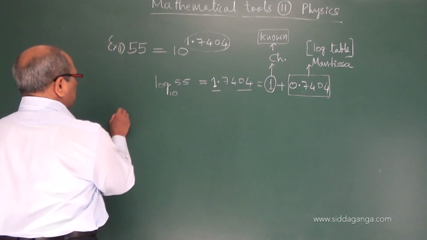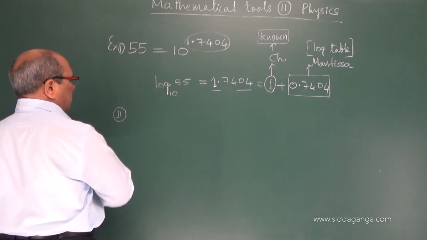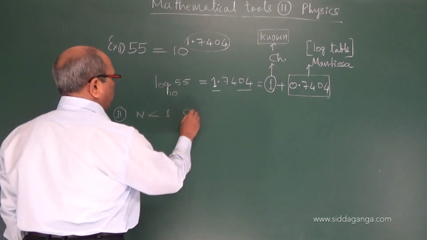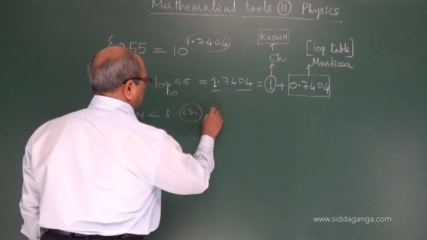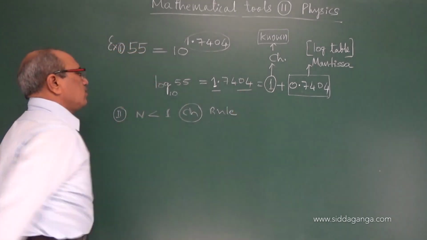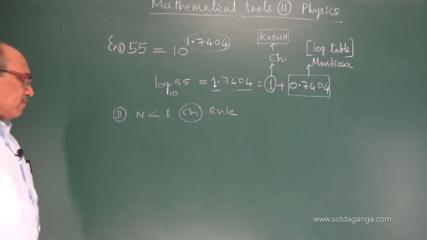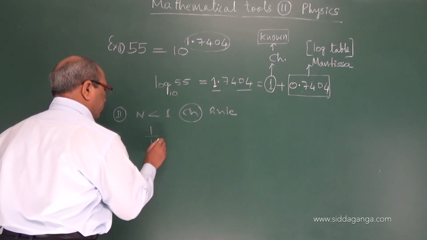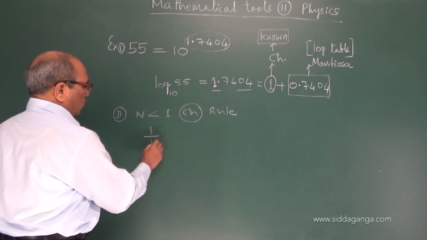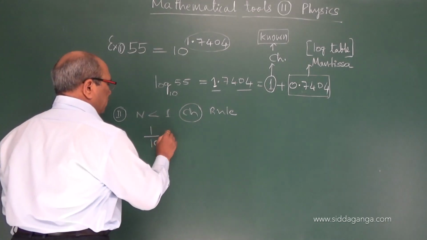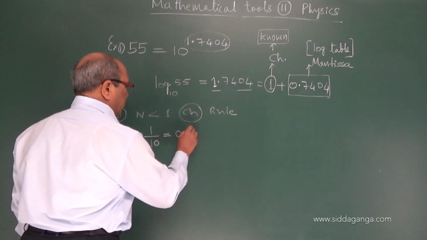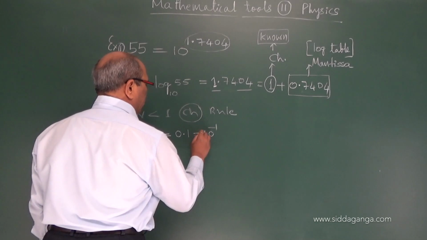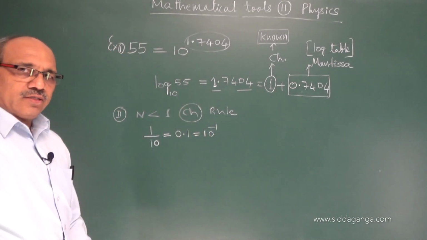See, for the situation second, you come to know how to find the characteristic for n less than 1. Suppose I take 1 by 10, this may be written as 0.1, or it may be 10 power minus 1. I think you have understood this.